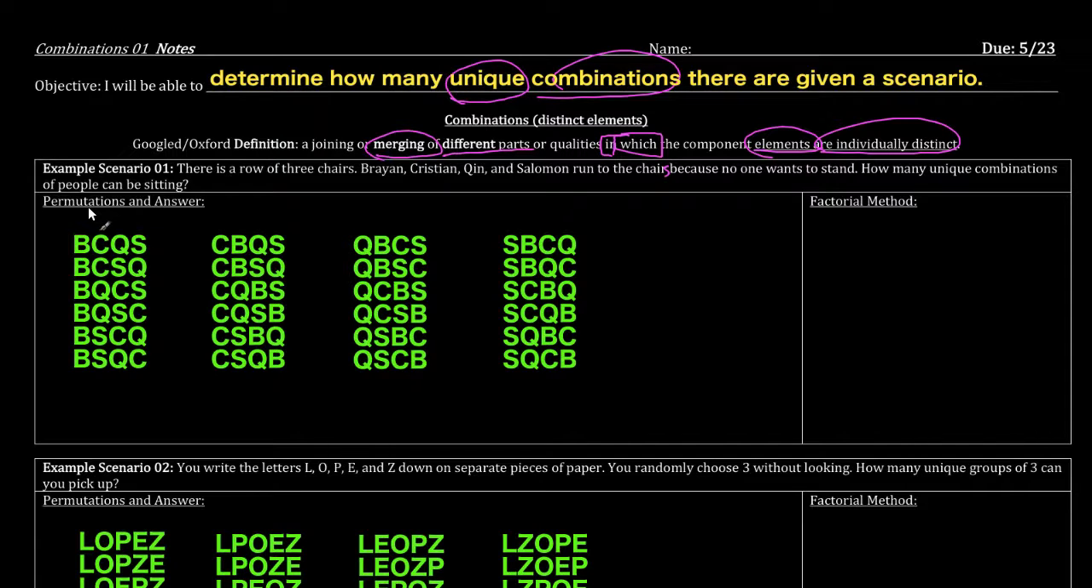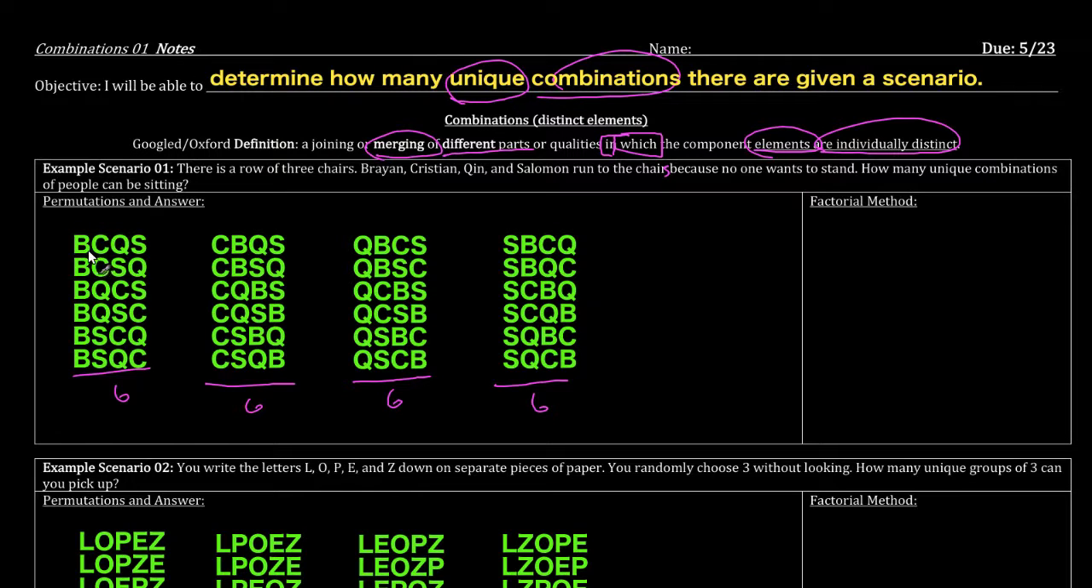Now, these are all the possible permutations if we had 4 chairs available. Right? Chair 1, chair 2, chair 3, chair 4. So there are a total of 6 permutations here, 6 permutations here, 6 permutations here, 6 permutations here. So the first thing we have to do is find the total number of permutations if there was a chair for each person. So that's 4 chairs.